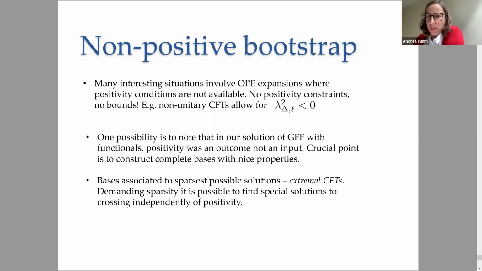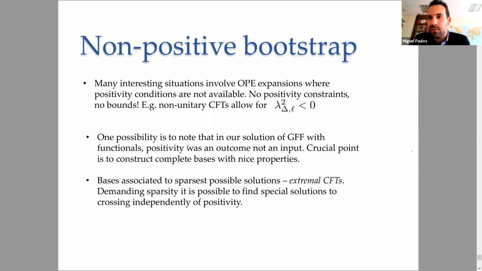Are there examples of... so sparsity is an input that you make in order to be able to compute something, but are there other examples of non-unitary theories that are physically relevant that have been shown to have a sparse spectrum? I mean, where is this coming from? Basically, this is a hope.